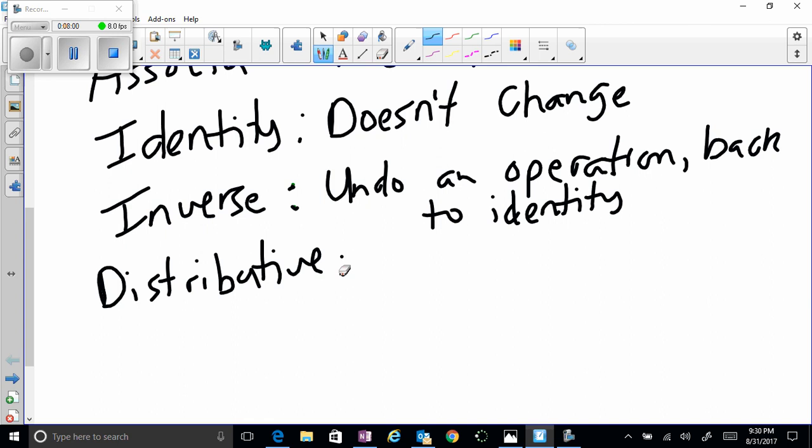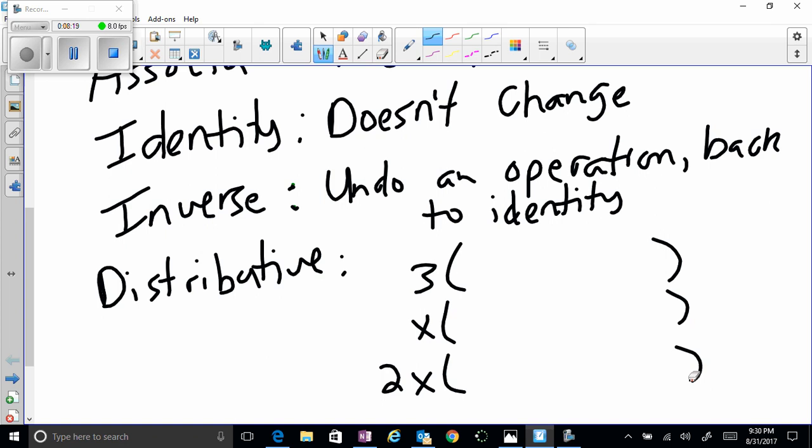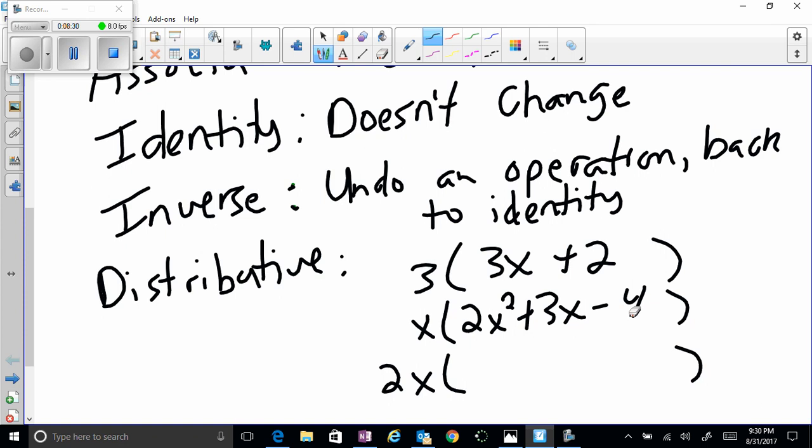Last but not least is the distributive property, which is basically if you have a monomial in front of a set of parentheses where inside the parentheses you have at least 2 terms or more. Now, a monomial can be a number by itself, it could be a variable by itself, or it could be a product of the two. It does not matter. But in order for you to have the distributive property, you have to have at least 2 terms. So maybe like 3x plus 2 for that one. Here maybe 2x squared plus 3x minus 4, so there's 3. Right here we have 5x squared minus 6x plus 3.